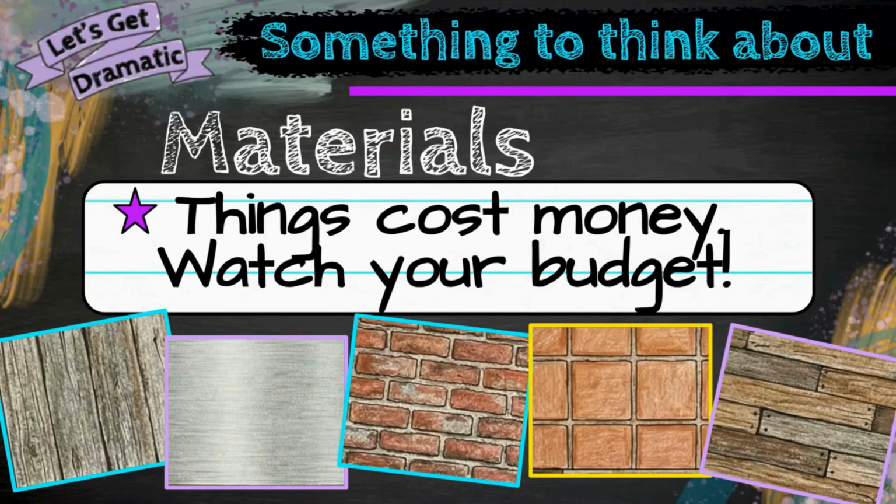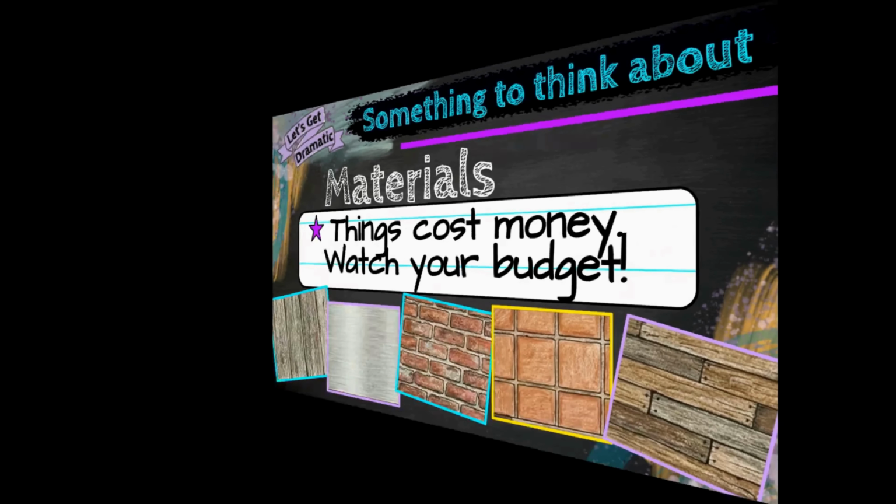Something to think about: materials. Things cost money. Watch your budget, especially if you're doing really heavy pieces, a heavy set, murder mysteries, a lot of that type of thing. You want to make sure that you're watching your budget, because things can get expensive very quickly, especially wood and materials like that.